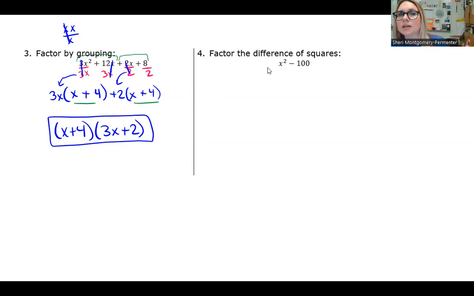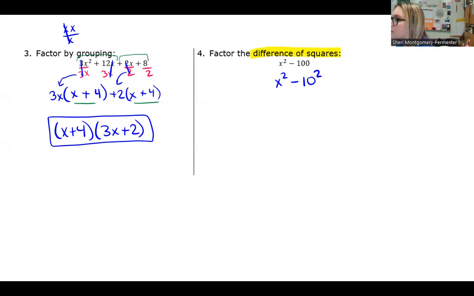For the next one, a difference of perfect squares. I'm telling you that it is a difference of perfect squares. So because I am telling you it is a difference of perfect squares, they have to both be something squared. We already have x squared, so that is something squared. How can we rewrite 100 so that it is something squared? 100 is not 50 squared. 10 squared. So let's rewrite that. It's the same thing as x squared minus 10 squared.